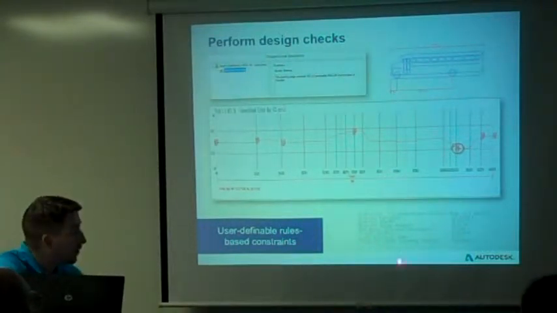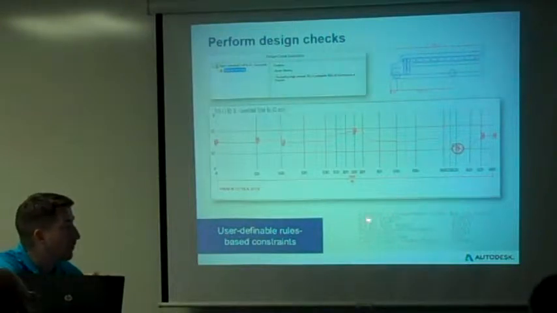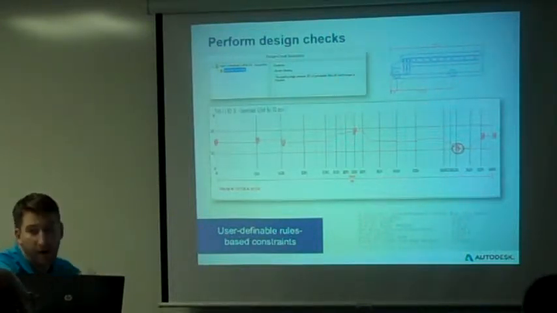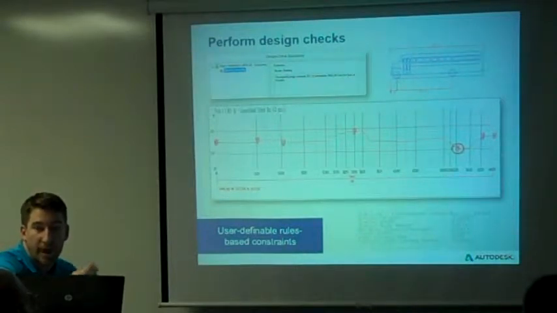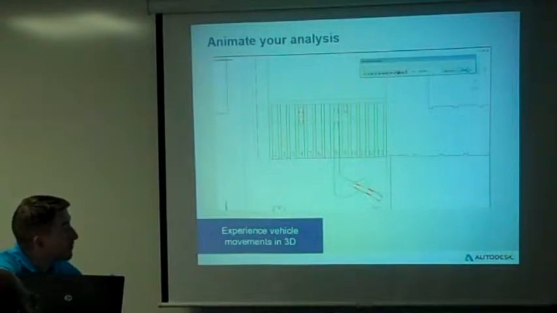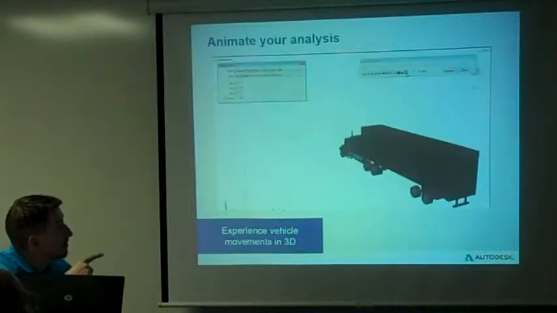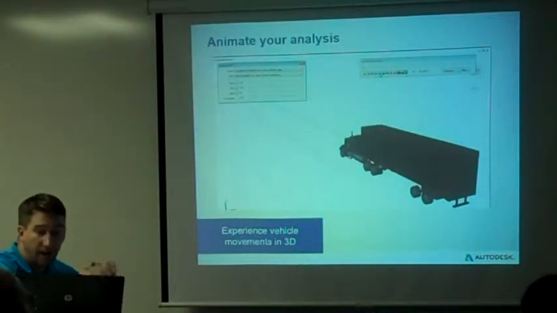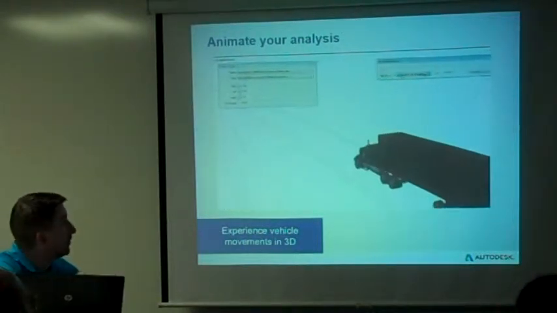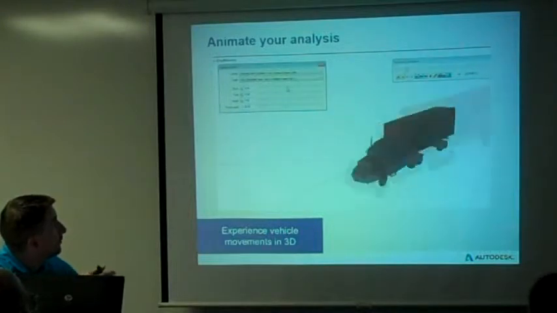And then here you get all the detailed information about that particular vehicle, its length. You can even plop down little profiles and be able to see what those dimensions actually mean to people as you're going through. Then you can do animations. You can do the animations in 2D, you can do the animations in 3D. Here's an example of the play and pause and reverse.